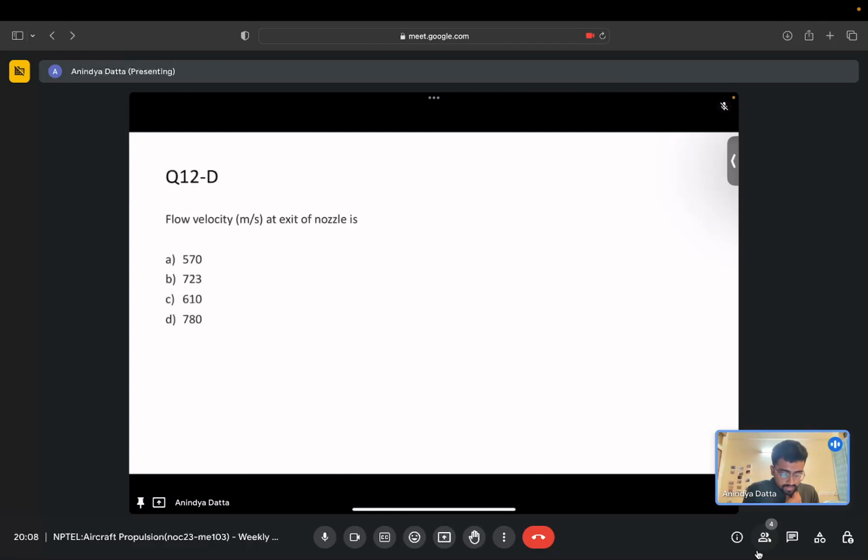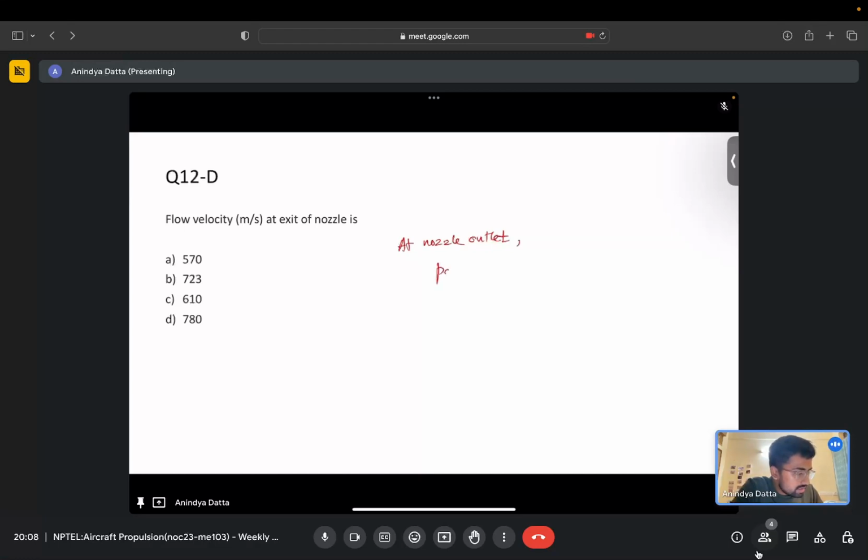So the next part of the question, we have to find out the flow velocity at the nozzle exit. Here it is slightly different. We can't directly apply that relation. So at the nozzle outlet, if it is a choked condition, we prefer to do it in a slightly different way.